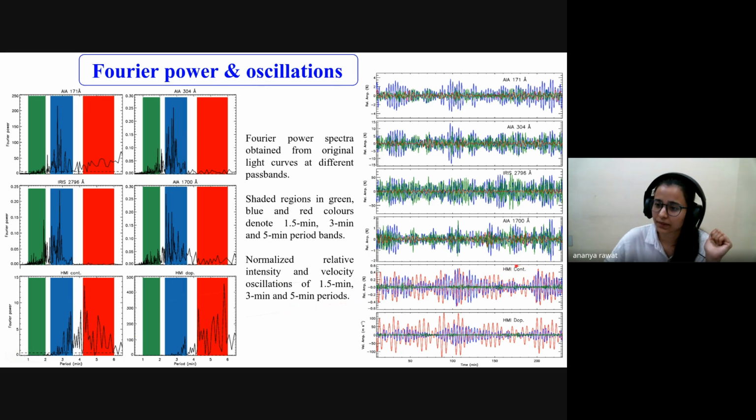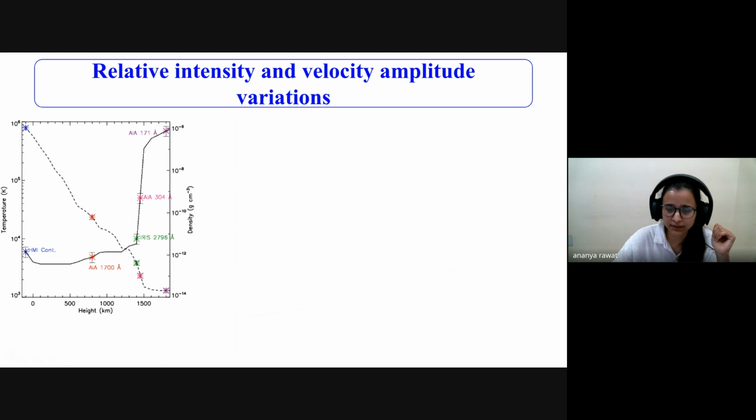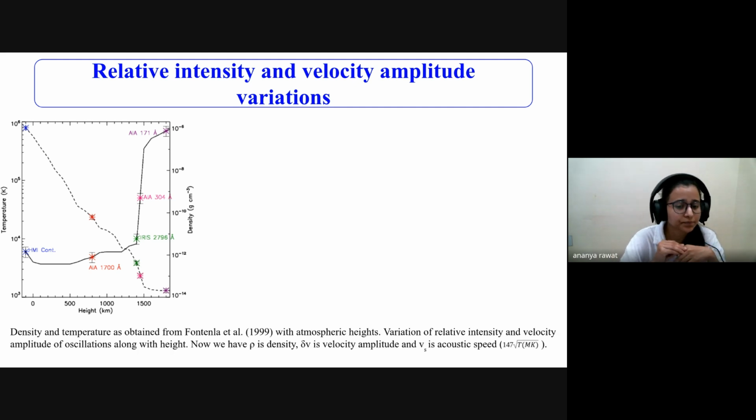So we know that this is coming from HMI continuum, which depicts the photosphere. AIA 1700 angstrom depicts the temperature minimum region, but we don't know the exact formation height of these passbands. So to determine the exact formation height of these passbands, we use the Fontenla sunspot model.